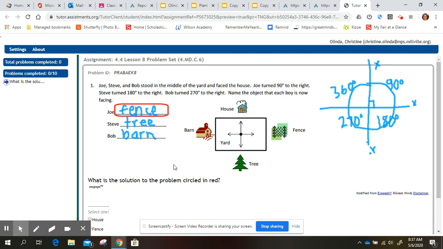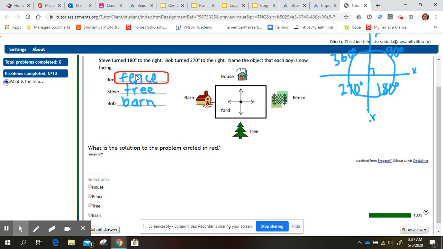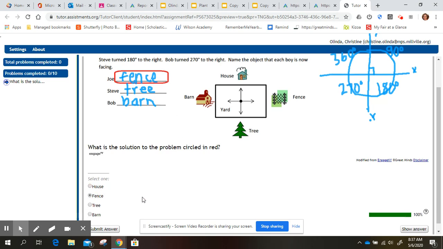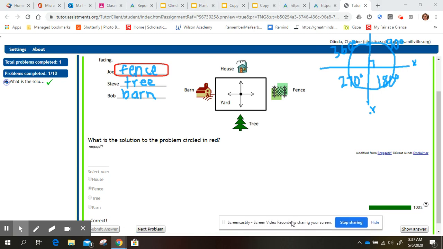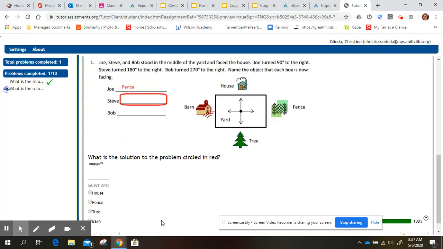What is the solution to the problem circled in red? So they want to know, what is this answer? And it was fence. So we'll click fence and hit submit, and we got it correct. And we'll go to the next problem.